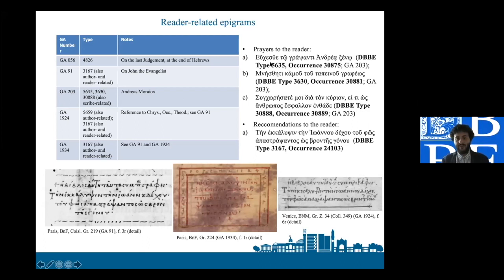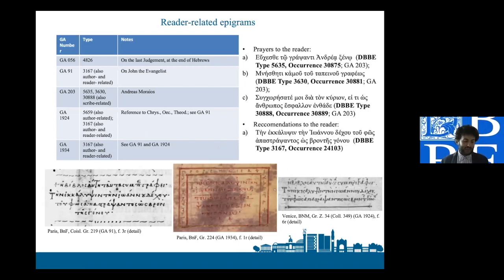But at the same time, you can also have a recommendation of the book to the reader for a better life. For example, in this type 3167, which is taken from three manuscripts, GA 91, GA 1934, and GA 1924, the scribe recommends the book of the Revelation of John the evangelist to the reader.